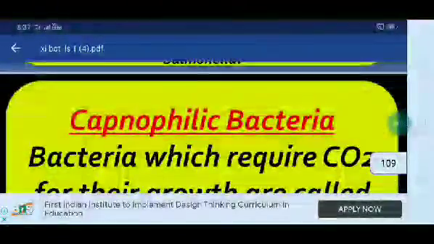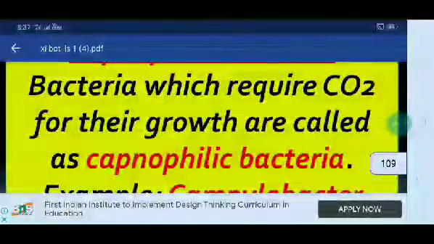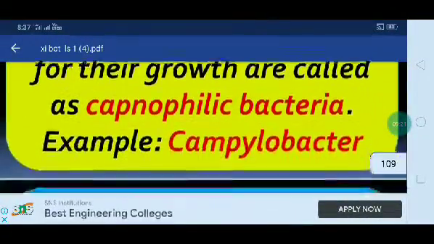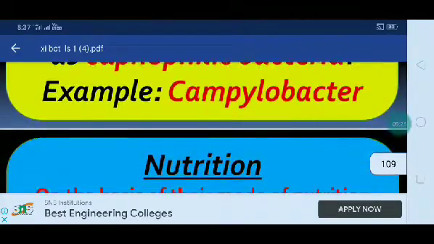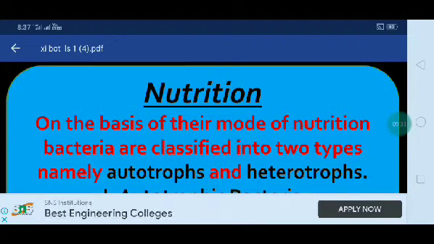The next one is capnophilic bacteria. What do you mean by capnophilic? The bacteria which require carbon dioxide for their growth are called capnophilic bacteria. Example, Campylobacter. Now nutrition: on the basis of their mode of nutrition, bacteria are classified into 2 types, namely autotrophs and heterotrophs.